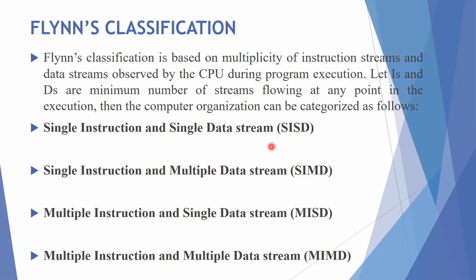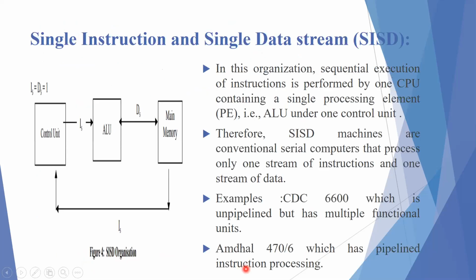So let's discuss it in detail. We have four main classifications. We have the single instruction, single data stream. The next one is single instruction, multiple data stream architecture. The third one is multiple instruction, single data stream architecture. And the last one is multiple instruction, multiple data stream architecture. Let's start with the first one.